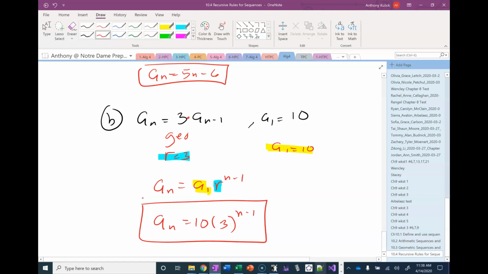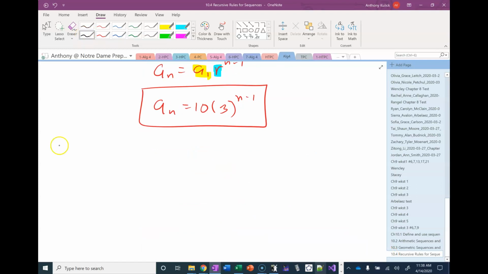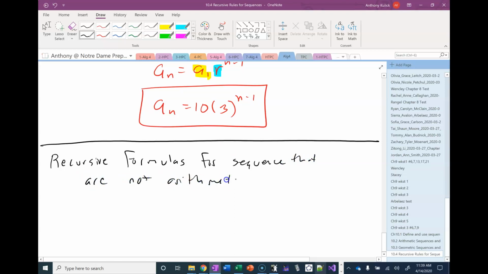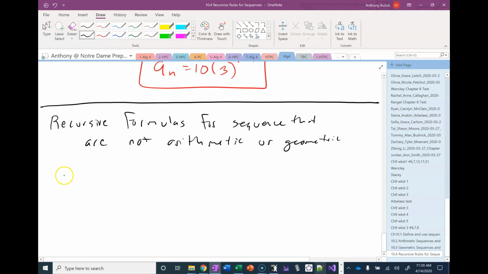Okay. Now there's one final thing that I want to talk about here, and that is looking at recursive formulas for sequences that are not arithmetic or geometric. So let's look at an example here.